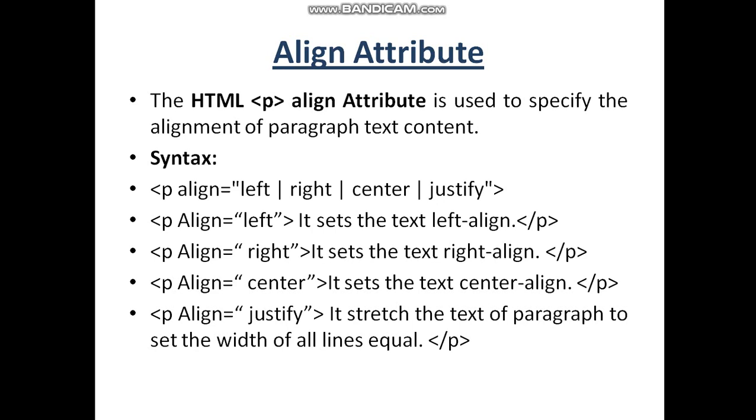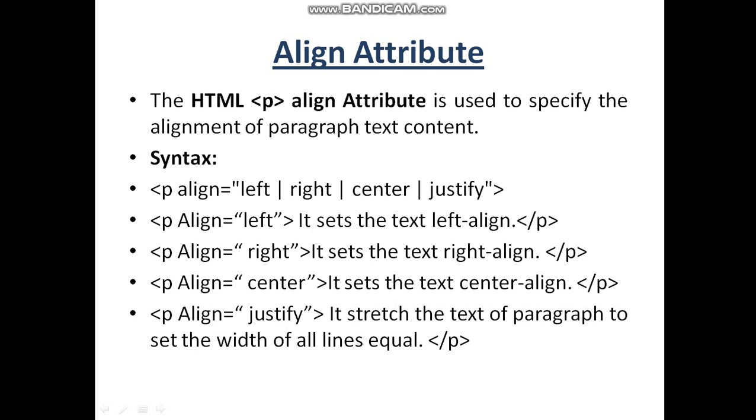First is the align attribute. The HTML p align attribute is used to specify the alignment of paragraph text content. If you want to place your sentence in the middle center of a web page, then we can use the align attribute. So for that we use p align is equal to left, right, center or justify, any of the four.